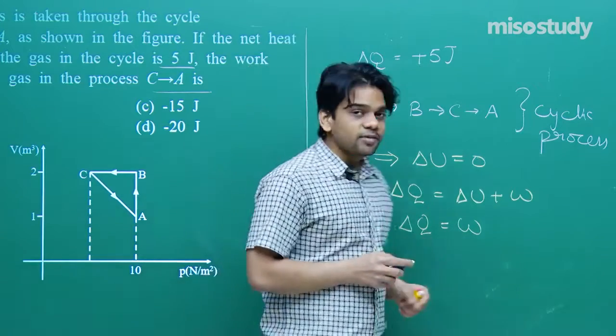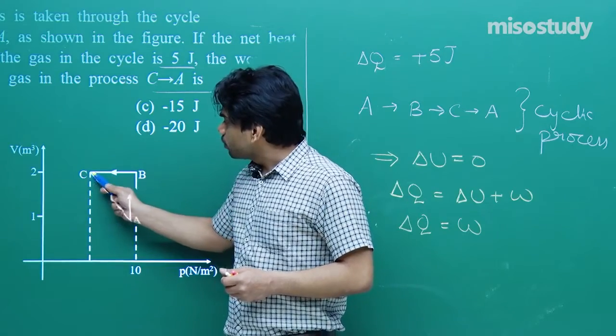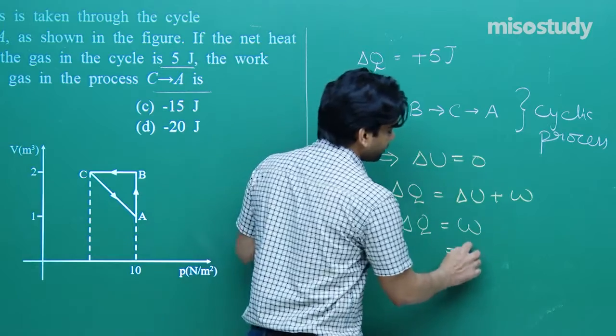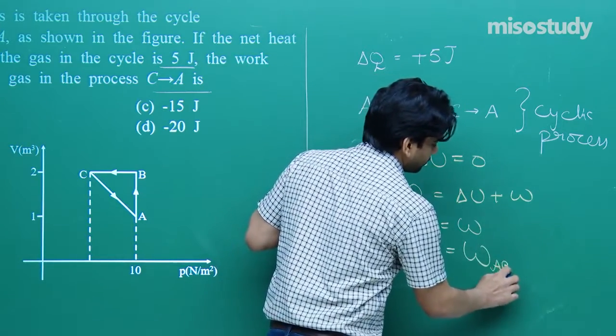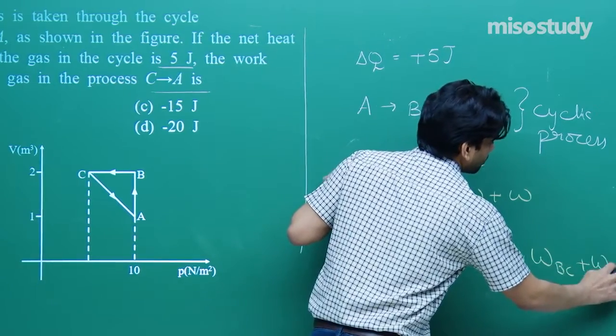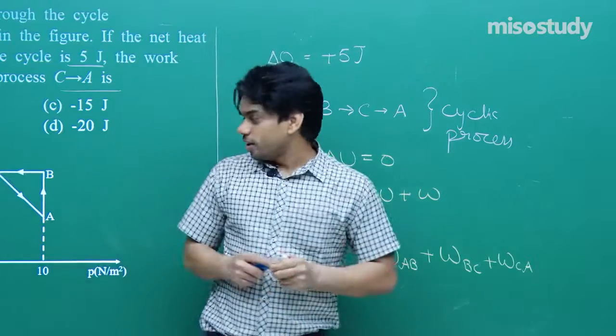Next, you see the work done for the entire process can be written as the work done during A to B, plus the work done during B to C, plus the work done during C to A. This is what we can write. Next, work done during A to B.